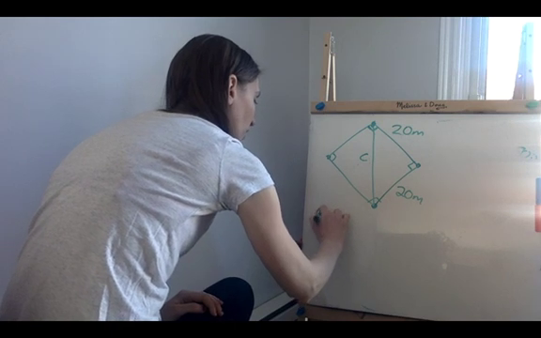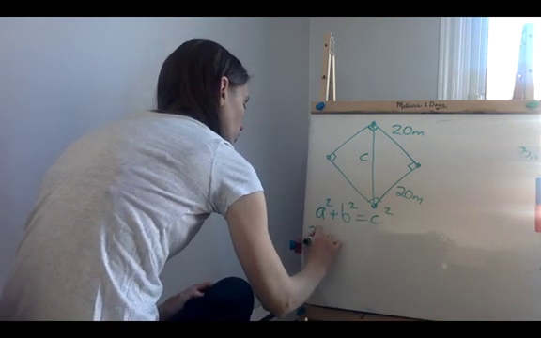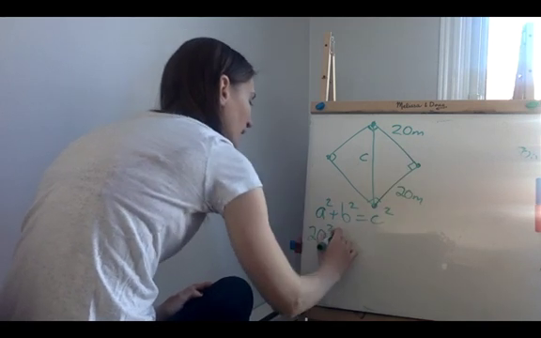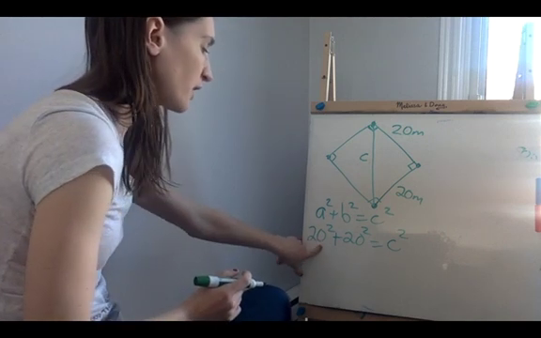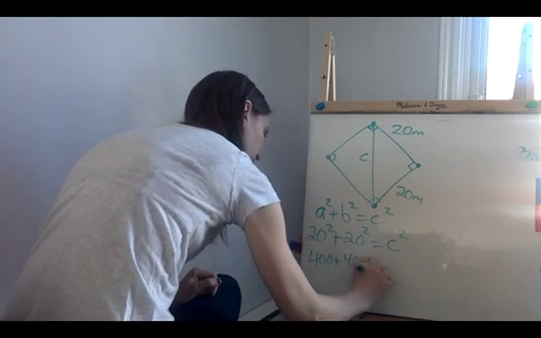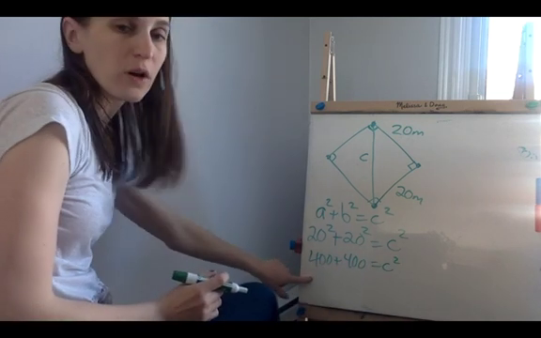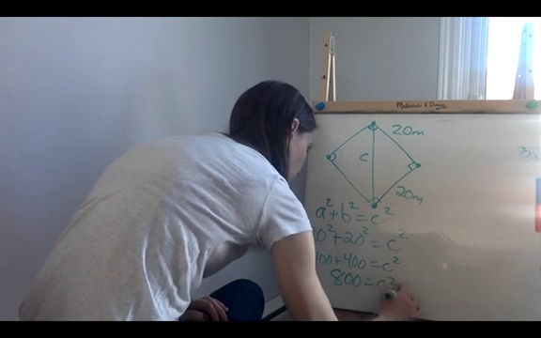So again, you set up your a squared plus b squared equals c squared from your Pythagorean theorem. 20 squared, these are your two legs, plus 20 squared equals some unknown. That's 400, that's 400. So 400 and 400 will make 800. That's equal to c squared.